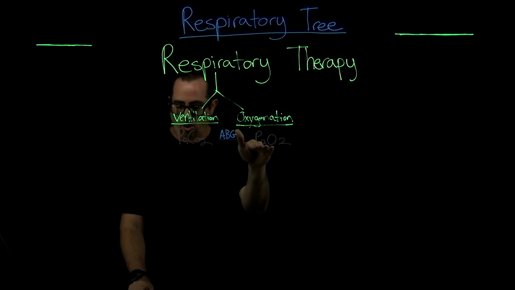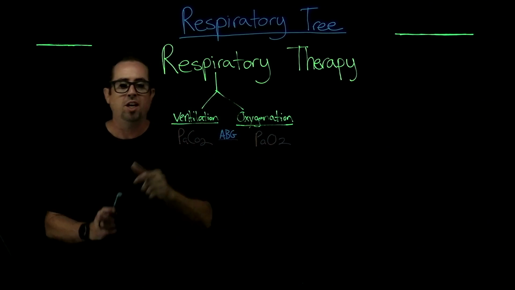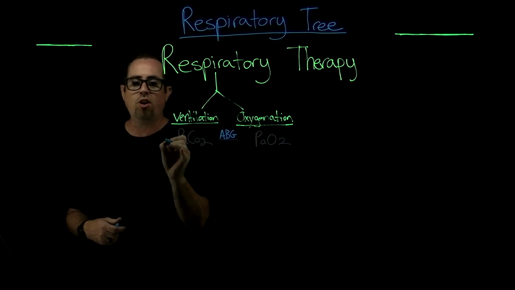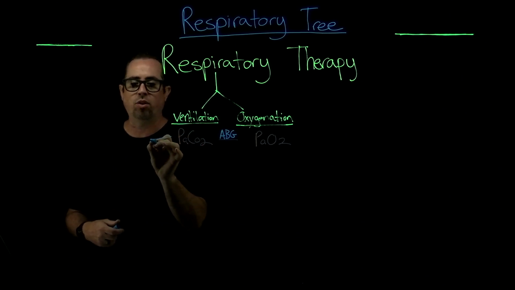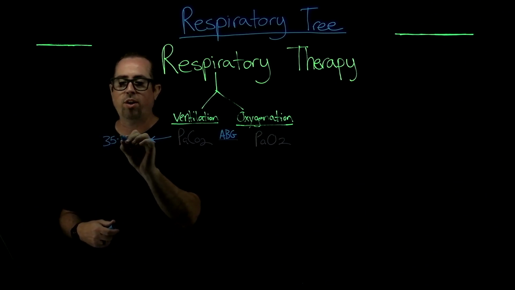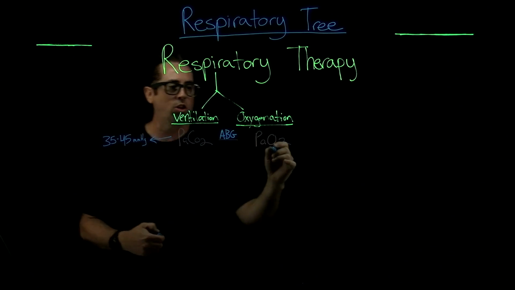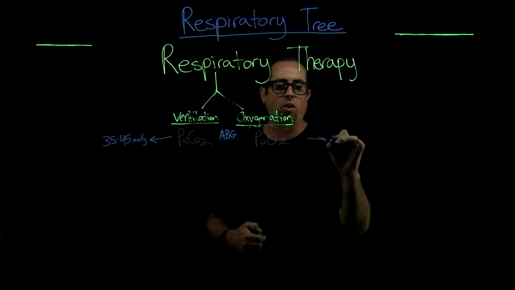And if you know me already and you've been through a couple of these videos, you know I'm going to ask you, what is our normal PCO2? We've got to know our normals, right? 35 to 45. All right, and what's our normal PaO2? 80 to 100.